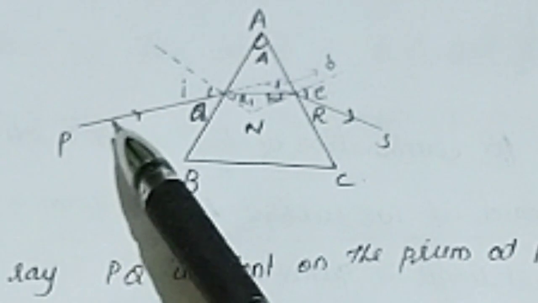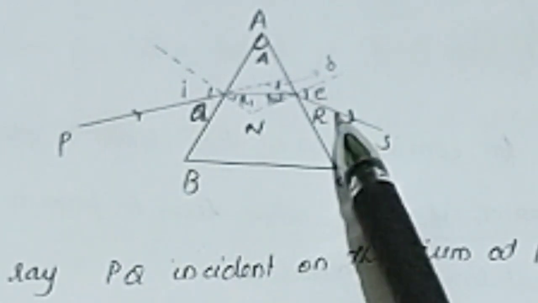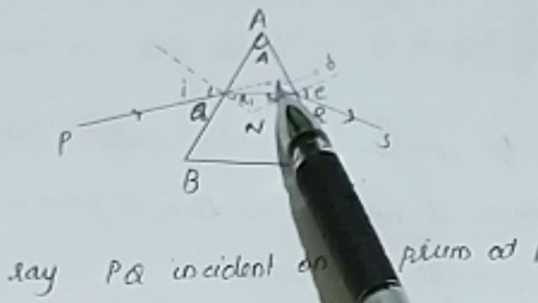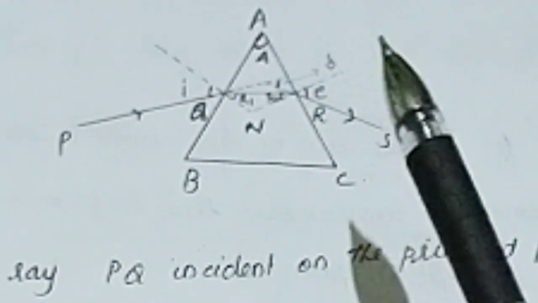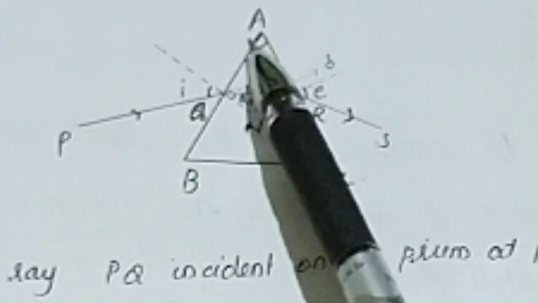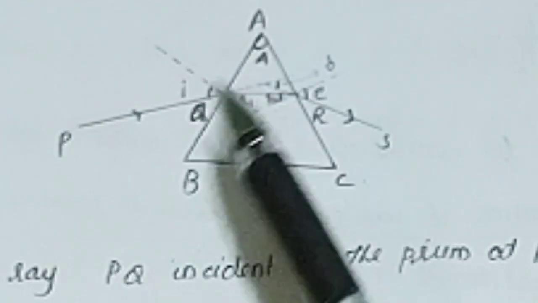We can see that both the incident ray and the emergent ray meet at a point, making an angle between them, and this angle is known as the angle of deviation. So the angle made between the incident ray and the emergent ray is known as the angle of deviation. Now the angle of the prism is the angle A.